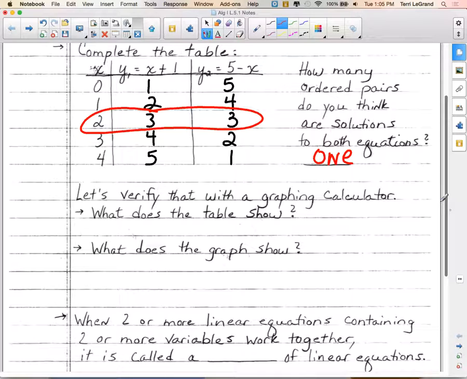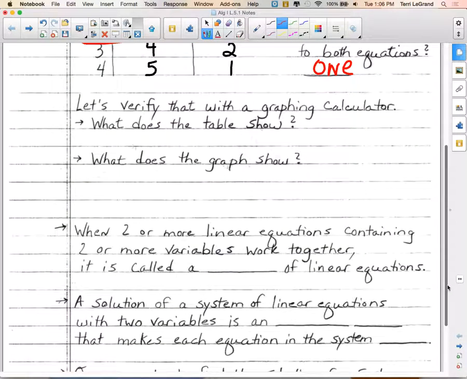3, 3? It's got to be a point they have in common. In other words, they have to have the same x value and the same y value. So is it 3, 3? I think it's 2, 3, isn't it? So let's go back to our notes here. It says, let's verify with the graphing calculator. What does the table show? There is only one x value with the same y value for both.